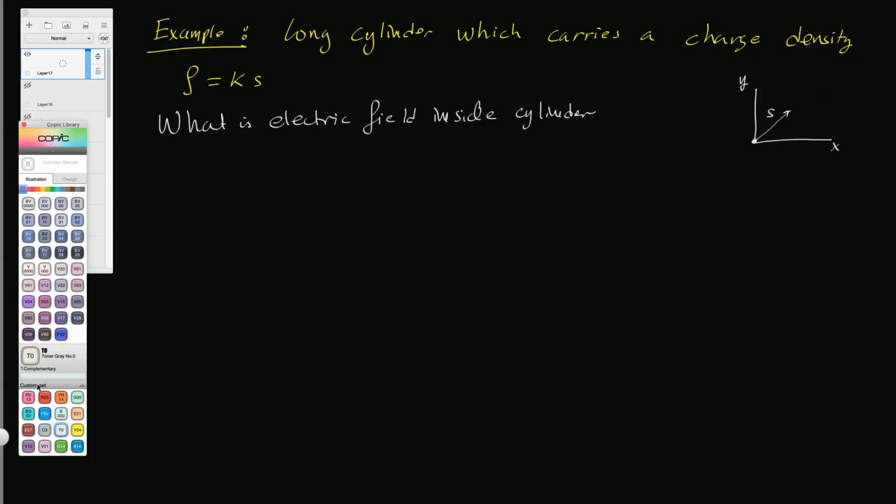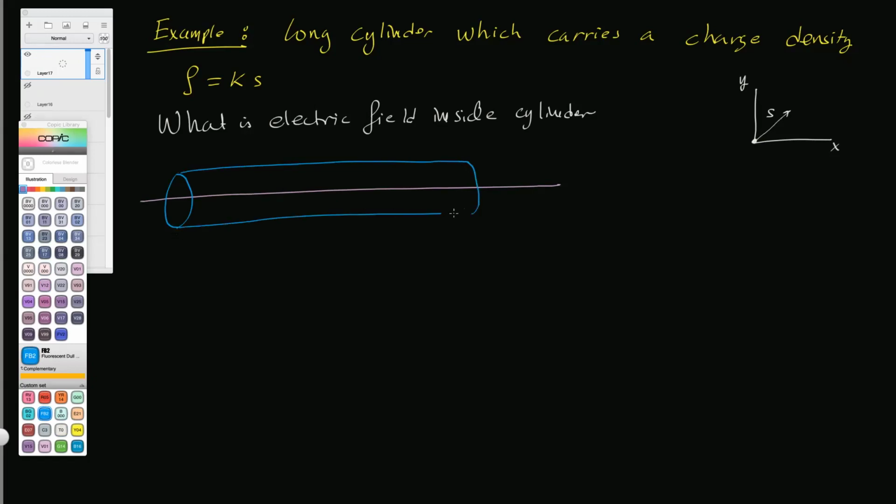Well, let's do a little drawing here. This is the Z axis, and we have a cylinder. This is the physical cylinder in blue, the actual cylinder. If we were going to draw S here, S would look like this. This would be S, the variable S. And as S sweeps around, that's phi. So phi goes around from 0 to 2 pi.